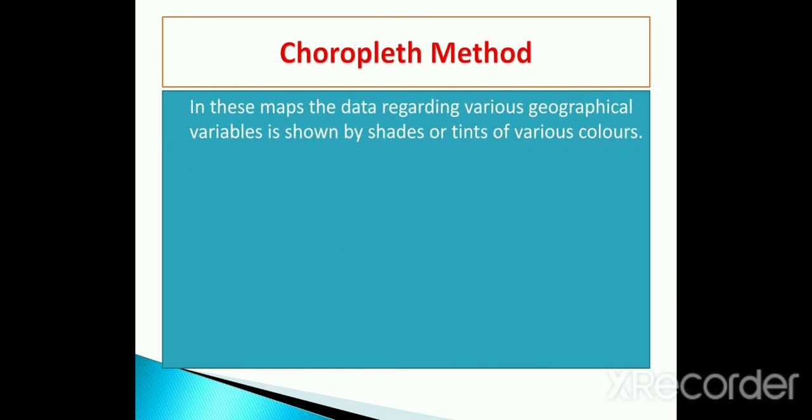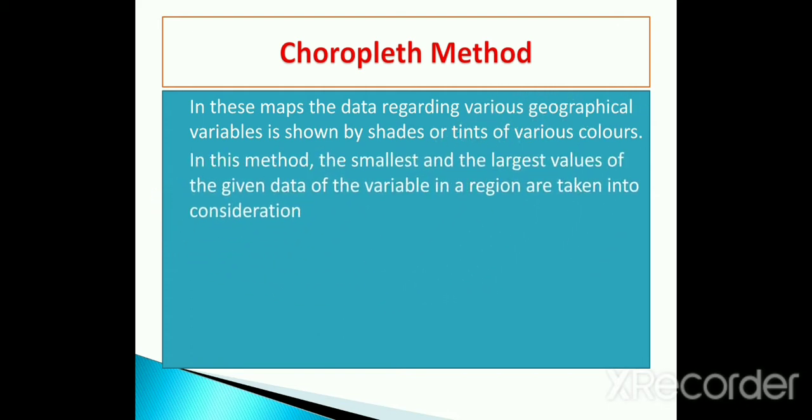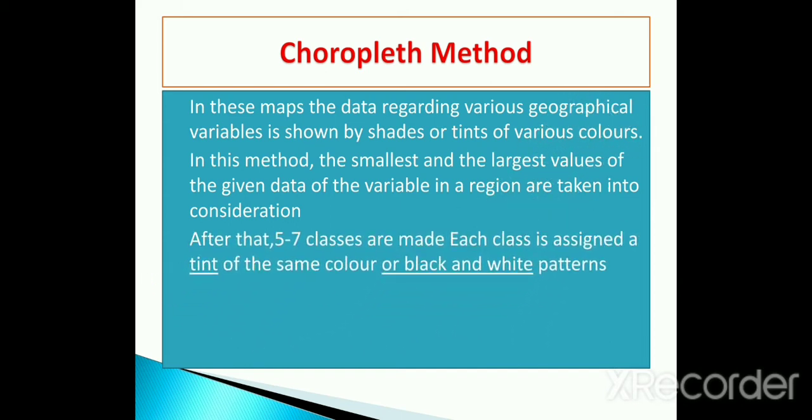See, first point, in these maps the data regarding various geographical variables is shown by shades or tints of various colors. In this method only shades or tints are used to show the variables on the map. In this method, the smallest and the largest values of the given data of the variable in a region are taken into consideration. First step is you have to decide the minimum value and maximum value of the given variable. After that, 5-7 classes are made. Each class is assigned a tint of the same color or black and white patterns.